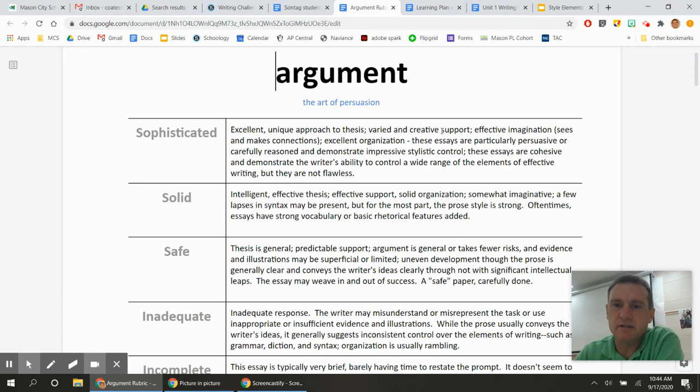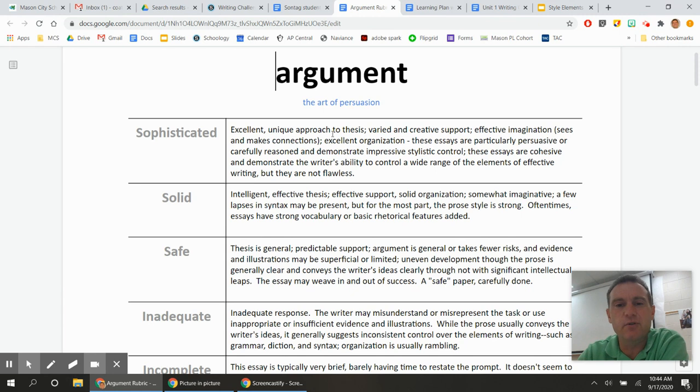Same with support. Here it's varied and creative, and here it's effective. Again, there's nothing wrong with effective support. It's just that that sophisticated essay is taking an extra step. It's doing more, right? I like to think of Olympic divers. I can dive off the diving board and make somewhat of a splash, but you're not going to mistake me for an Olympic diver when I go into the water. They're attempting to do things that are more complicated and require greater expertise than my cannonball, for example, right? And that's what the rubric's trying to articulate.